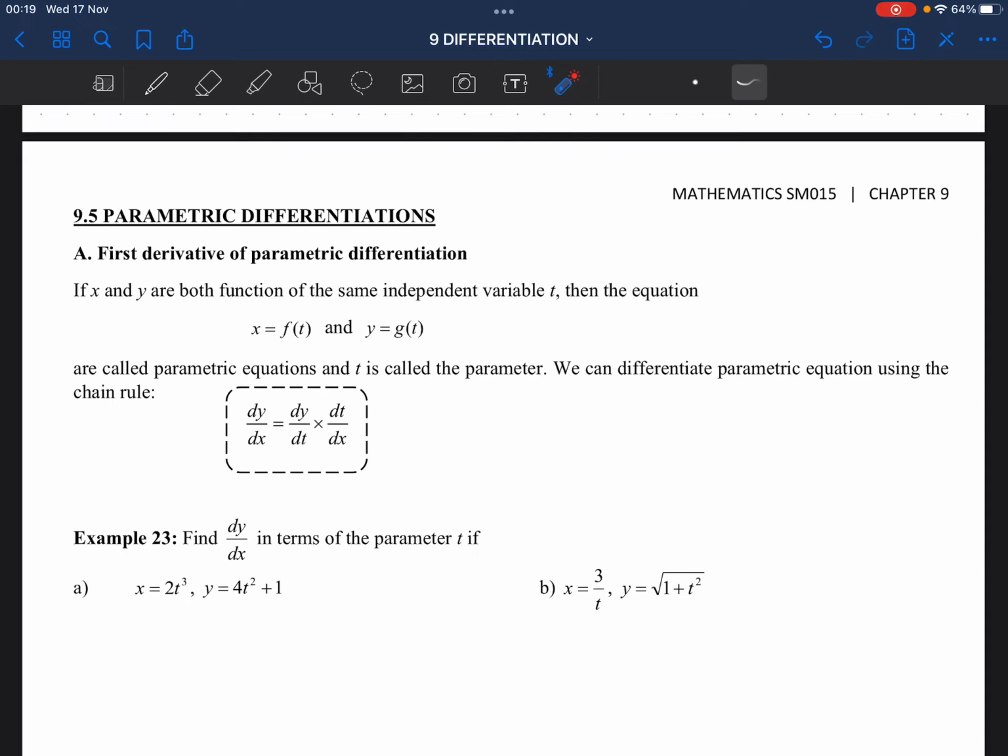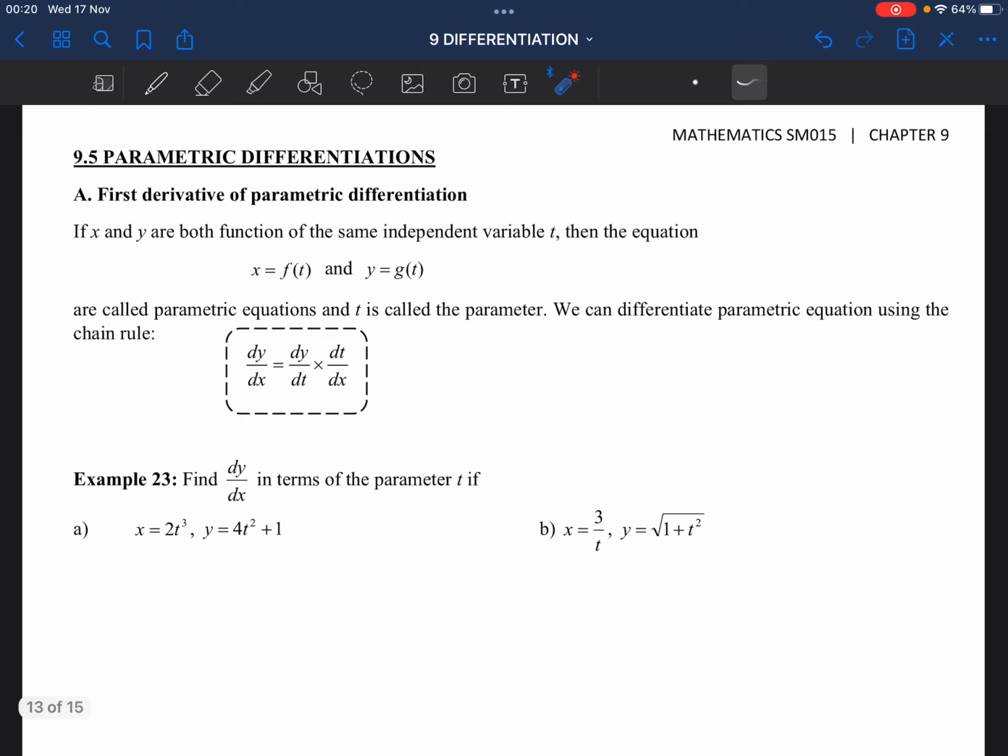Basically for parametric differentiation, you have to know these two formulas and also all your basic rules of differentiation. Before that, what is parametric differentiation? If x and y are both functions of the same independent variable t, that means you have x in terms of t and y in terms of t. These are called parametric equations and t is called the parameter. We can differentiate parametric equations by using this formula.